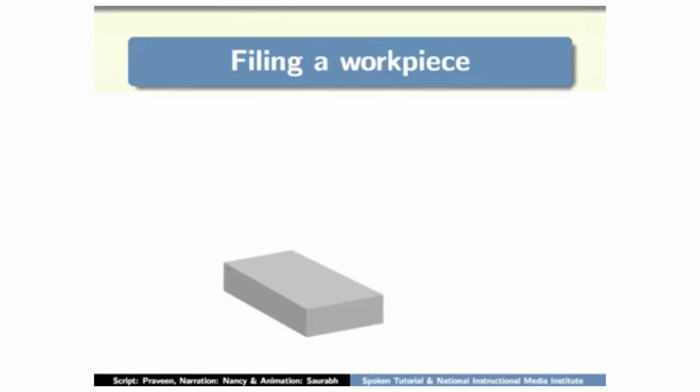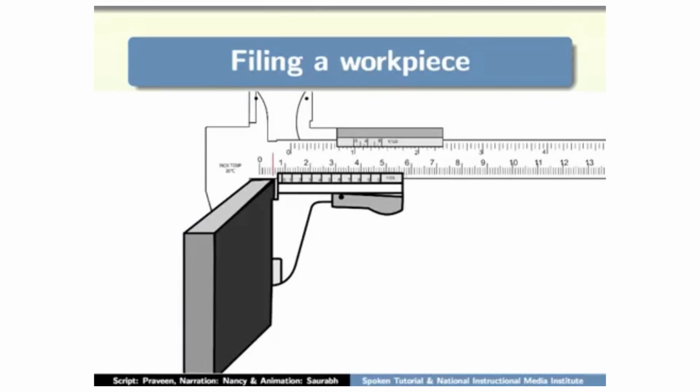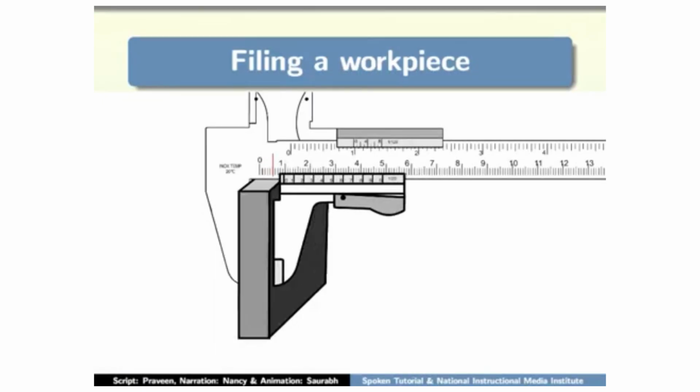Another measurement that we need to do is to check the thickness of the workpiece. For this, we have to use a vernier caliper. Place the workpiece within the jaws of the vernier caliper as shown. Measure the thickness of the workpiece. Now repeat this at least 3 different locations on the workpiece. Identical measurement indicates that the workpiece is even in thickness.